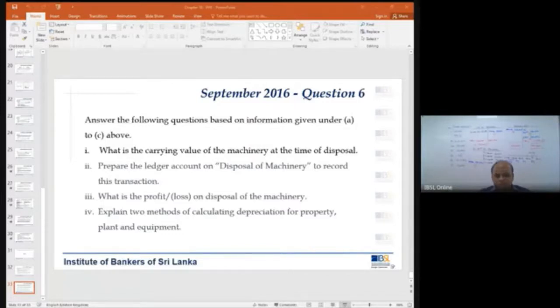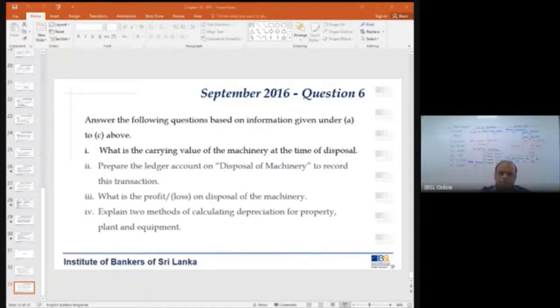Date of purchase is 1112. Cost is 100,000, and it has been sold on 30th June 2015 for rupees 70,000. The policy of the company is to charge full depreciation in the year of purchase and no depreciation in the year of sale. And they also say the annual depreciation charge for the machine is 10,000. That is the basic information.